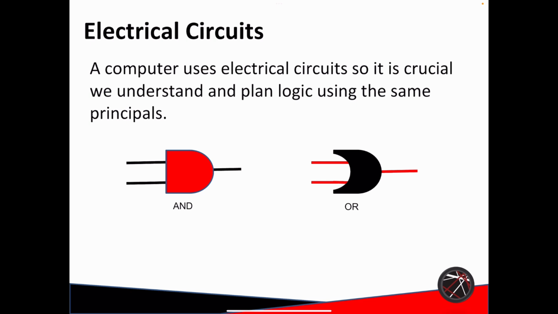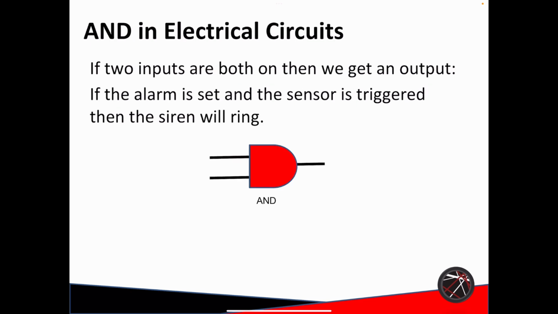And again, if we think about the usage of these two, so with an AND gate, for example, we've got two inputs going in. If both of those are on, then we get an output. So obviously if an alarm is set and the sensor is triggered, then the alarm will send a siren, and therefore we've used the electrical circuit to carry out the logic that we needed.